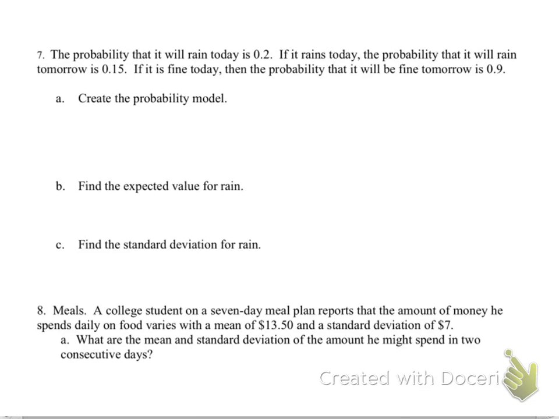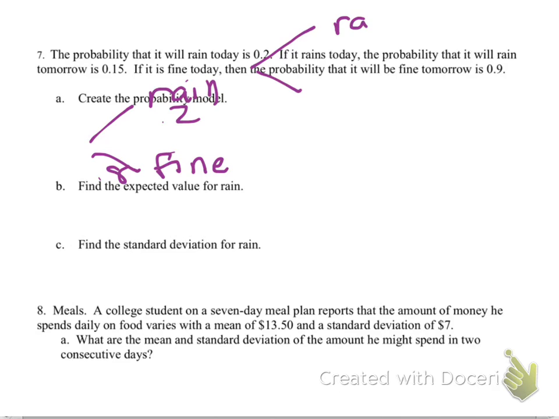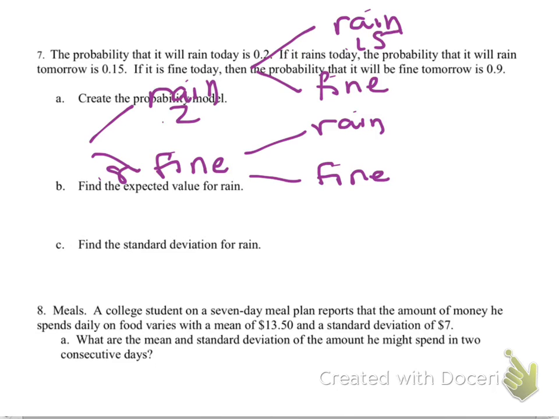Okay, so let's go do this. This is a tree, so either it rains or it's fine. The probability that it rains is 0.2, so therefore the probability it's fine is 0.8. And either it will rain or be fine. It says if it rains today, the probability of rain tomorrow will be 0.15, so this would be 0.85. And if it's fine today, the probability that it'll be fine tomorrow will be 0.9 and 0.1.